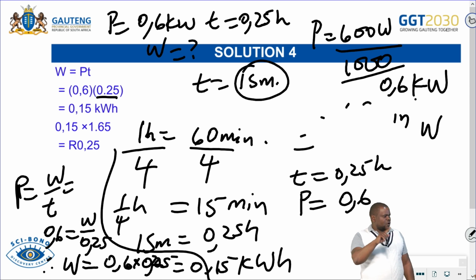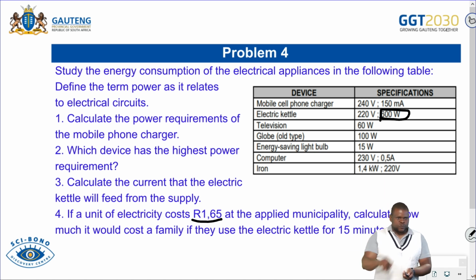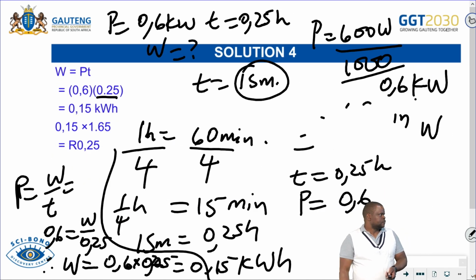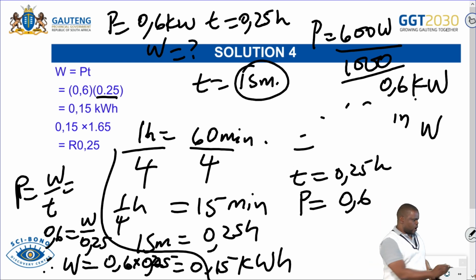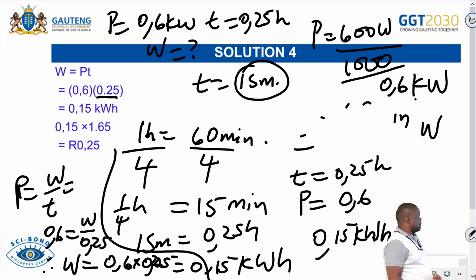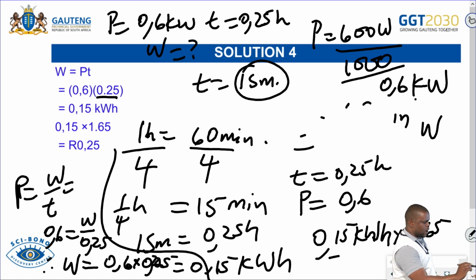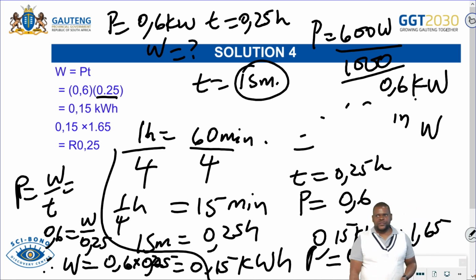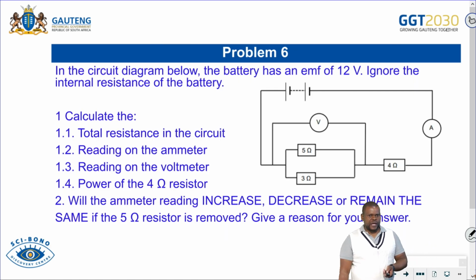Then they said 1 kilowatt per hour is equal to 1 rand 65 cent. That means we're going to say 0.15 kilowatt hour multiplied by 165, which is going to give us 0.25. That means the energy that we need will cost us 25 cents. Okay?